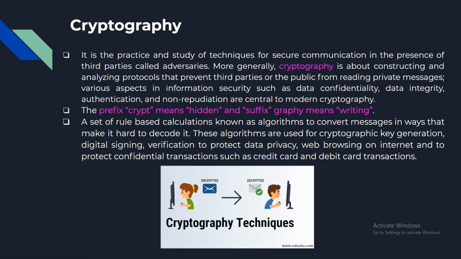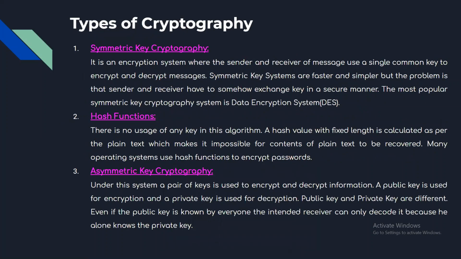As we can see in this picture, it goes from the encrypted data to the decrypted data. Then there are some types of cryptography: symmetric key cryptography, hash functions, and asymmetric key cryptography.